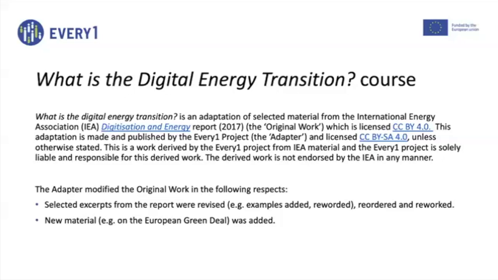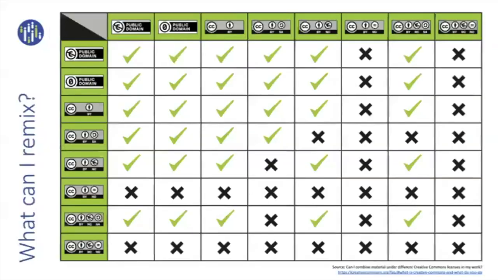You can also see on here that we incorporated a CC BY licensed resource, but the overall adaptation is licensed CC BY Share Alike. I'm just going to move on and show you why that is possible. There is a very handy resource here from Creative Commons, which basically gives you the remix compatibility of different licenses here. So what can I remix? How do I know the different types of openly licensed content work well together?